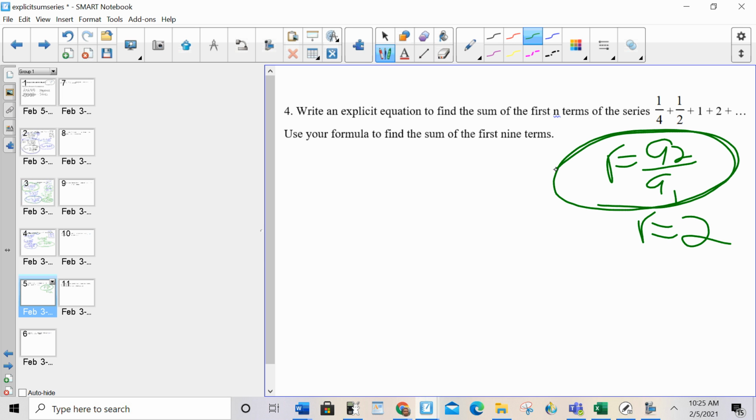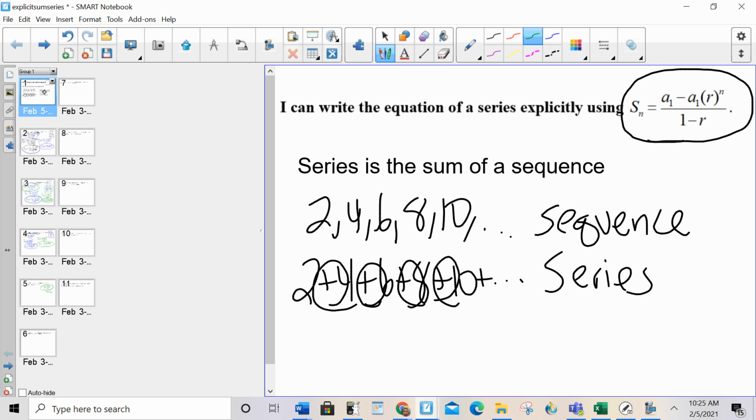Your classwork/homework is going to be to finish this. Again, to write the sum of a sequence or the series. Series is Sn. This formula is on your reference sheet. It's given to you. This is the explicit way to write it. 90% of the time you're going to be using this way. And in another lesson coming up shortly, we're going to talk about a different way to write it. Your classwork/homework is to finish this, and I hope everybody has a great day.